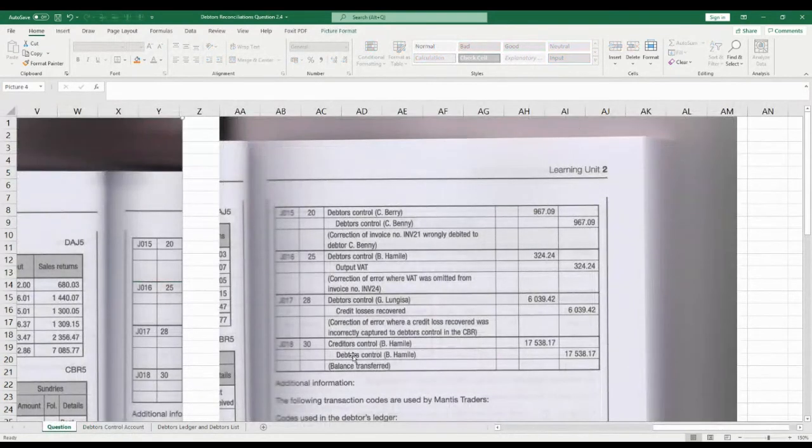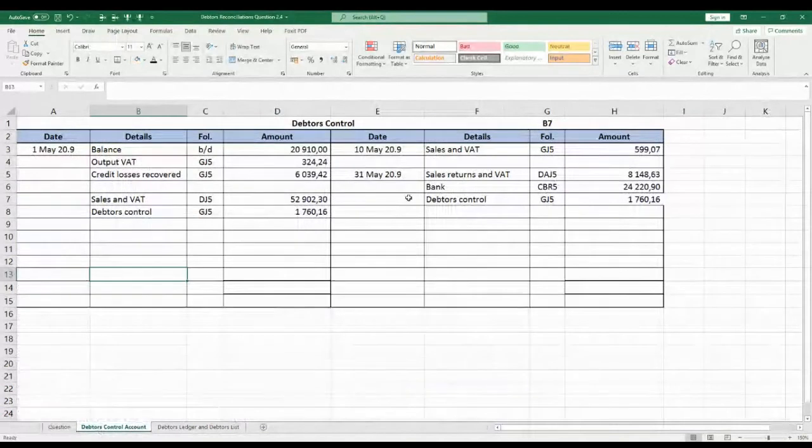Okay, and then the last one, they had a creditors control and debtors control. That is where a balance was, for example, negative on your creditors, and now we're taking it to debtors or vice versa. So we're just taking it out to reflect that it is no longer a debtor or creditor. Now we credited your debtors control with that amount. Okay, so that's how you would complete this.